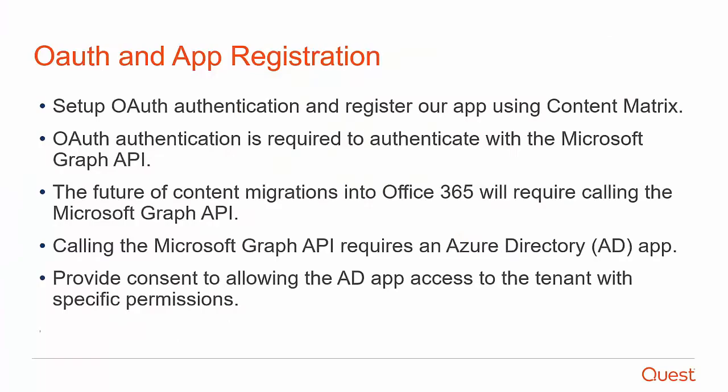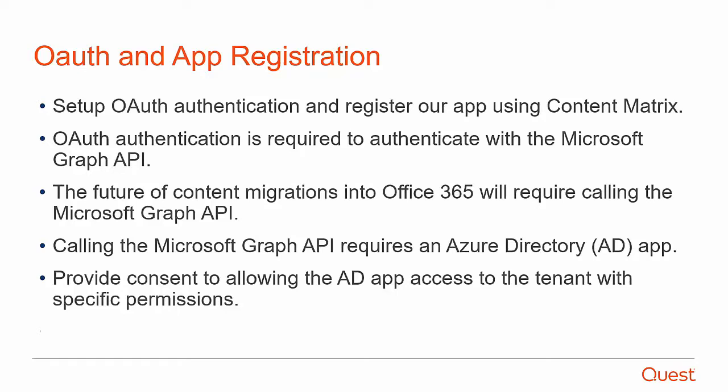Hi, this is Randy Rempel, Product Manager for Content Matrix, and I'm going to run through the setup of OAuth authentication and register an app using Content Matrix. OAuth authentication is required to authenticate with the Microsoft Graph API, and the future of content migrations into Office 365 will require calling the Microsoft Graph API.